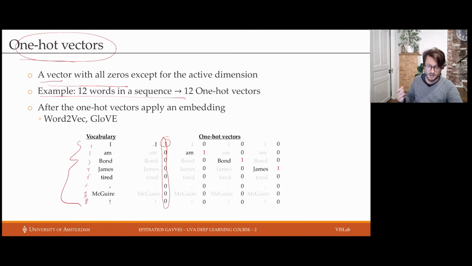For instance, if I have 12 words in a sequence, then I would create 12 one-hot vectors, one per word, and each one-hot vector would be a vector of zeros, except for one dimension that is 1, depending on the location of that word in our vocabulary. After the one-hot vectors are determined, we can apply an embedding, for instance word2vec or GloVe.